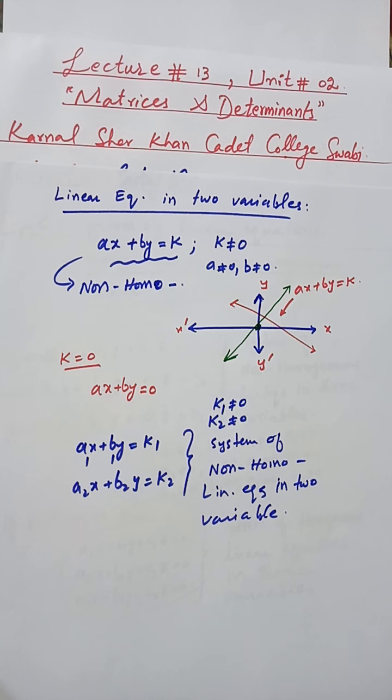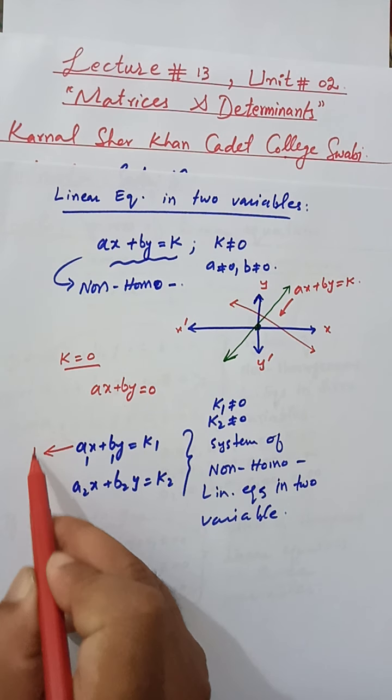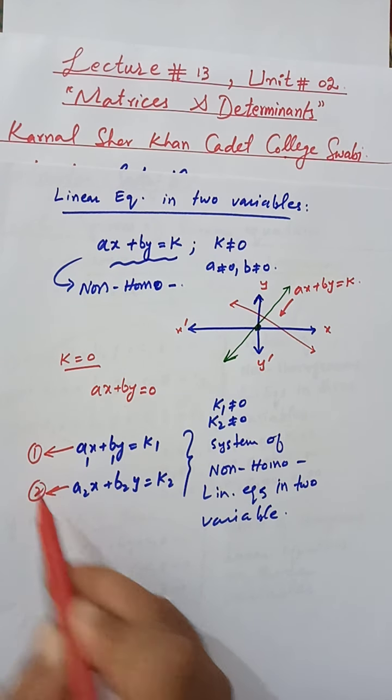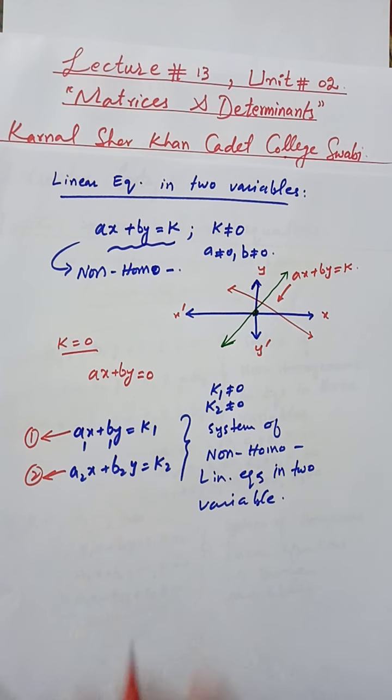Now let's say this is equation 1 and this is equation 2. You know that the graph of a linear equation in two variables is a straight line in a plane. When you discuss the solution of this system, the solution means the point (x, y) of the plane which satisfies both the equations. That's why they are also called a simultaneous system of non-homogeneous linear equations in two variables.